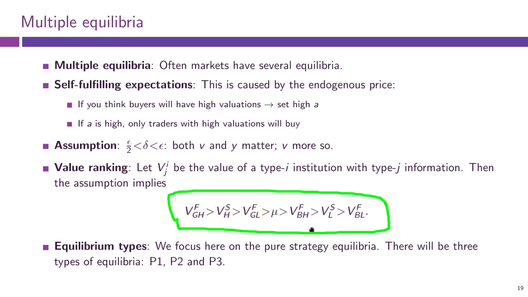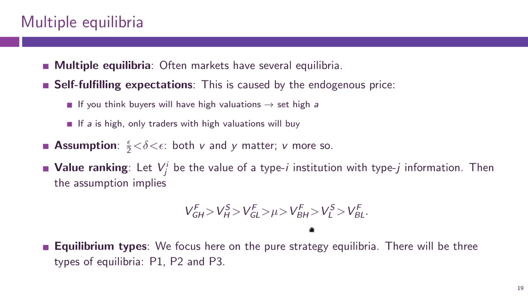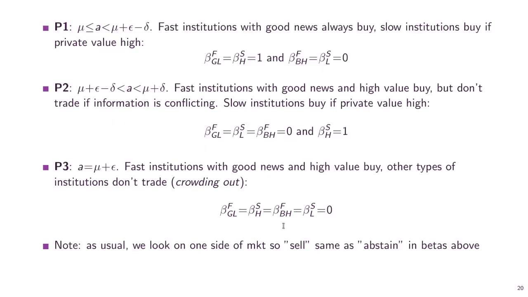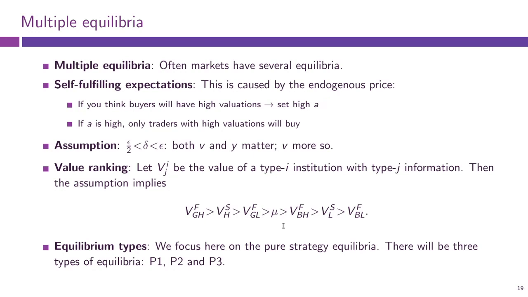Okay, so we have this ranking, and we will focus on pure strategy equilibria. We will have enough of those already. There will be some mixed strategy equilibria as well, and I'll tell you about those. So we can talk about three different equilibria. We'll call them P1, P2, and P3. The next slide derives or tells you how these equilibria look in terms of, well, more math. I will instead do this using the drawing.